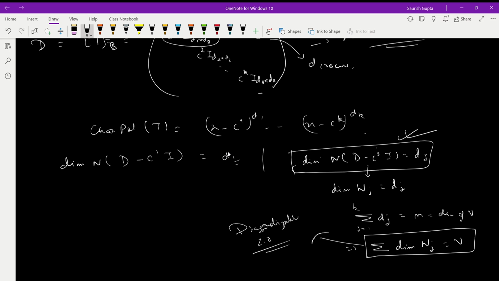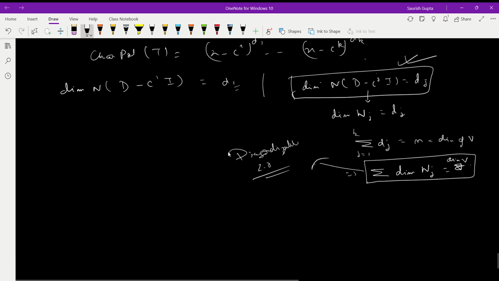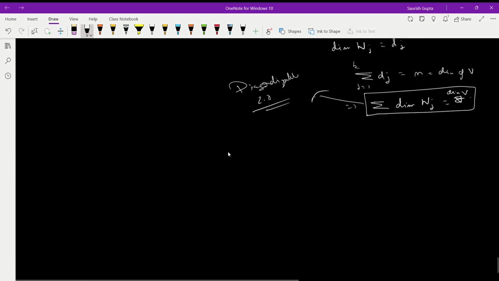For a diagonalizable linear operator, the eigenspaces you get with respect to the distinct eigenvalues, the summation of their dimensions will give you the dimension of the whole vector space. Right? I should use the word dimension. Okay. So that is the fact which we wanted to tell.